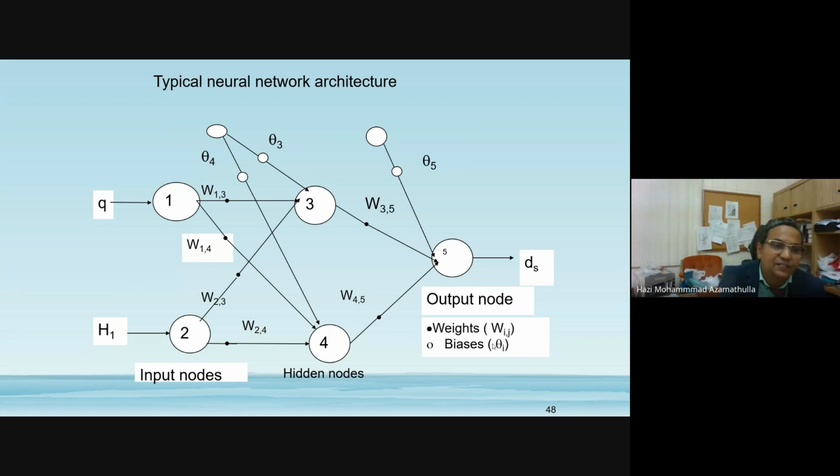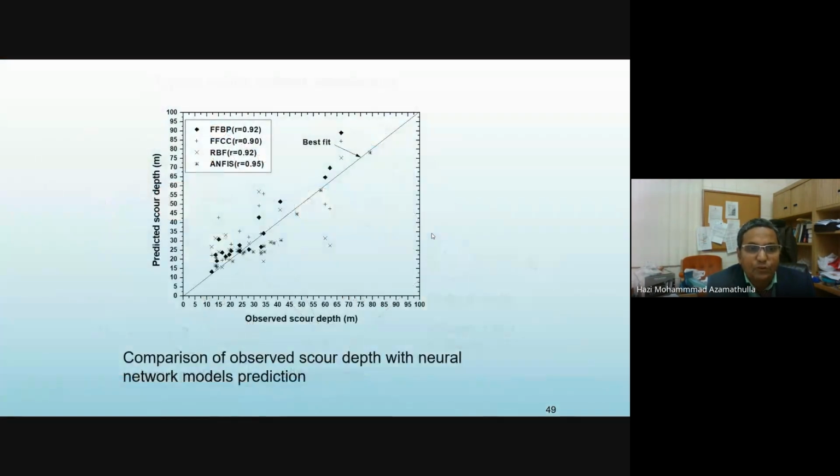Here, typically, as I told you, for real data sets I used discharge intensity and head as two input nodes. You can see the weight matrix and this theta here is the bias. The input is multiplied by weights plus bias, passed through some transfer function in the hidden layer, then you get the output. This is a typical neural network setup. So two inputs, one output. At that time I used backpropagation algorithm, cascade correlation, radial basis function, and ANFIS. Is that clear?